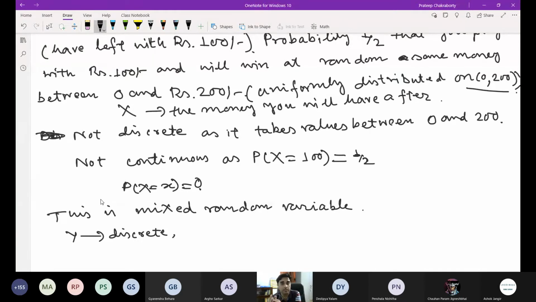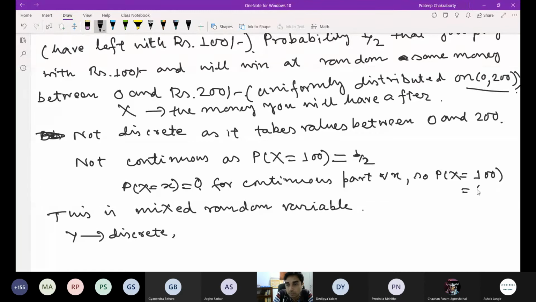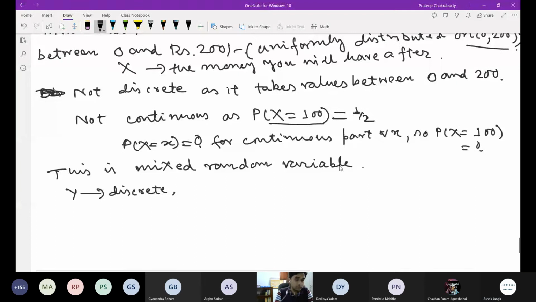And for the continuous part, P(X = 100) is equal to 0, because for the continuous part it is 0 for all x. So the only P(X = 100) comes from the discrete part, which is half. Okay. So Y is discrete and Z is continuous.